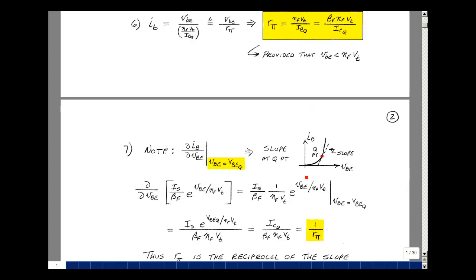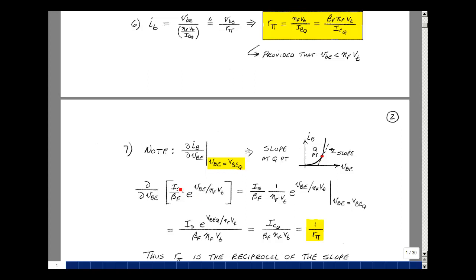Here's a plot of I sub b versus VBE. So we've got this exponential equation. I like to calculate the slope at a point to show a relationship between that and R pi. If I take the derivative of I sub b with respect to VBE and then evaluate it at the operating point, let's see what we get for an expression.